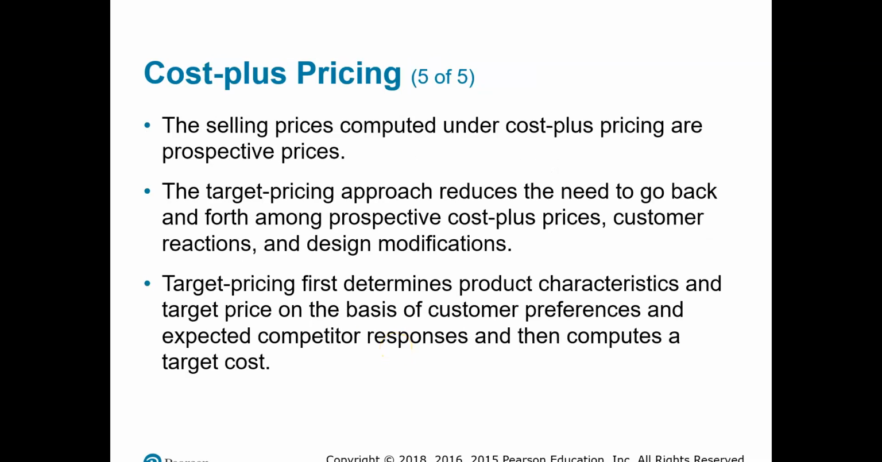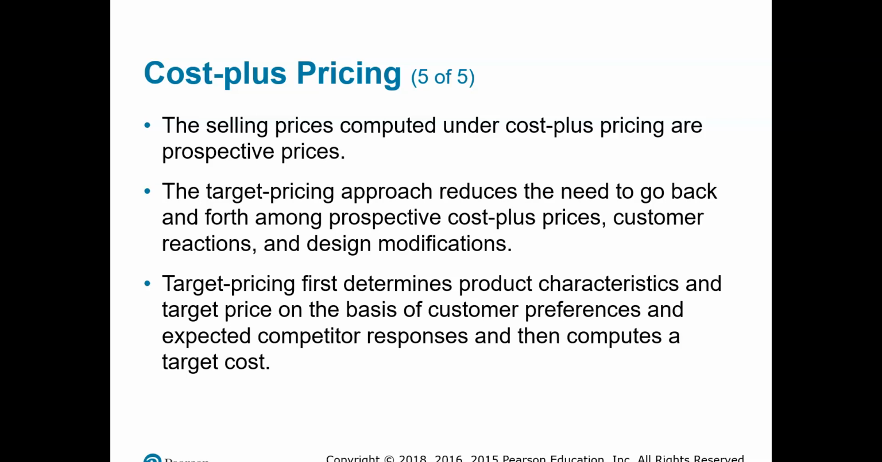So the selling prices computed under cost plus pricing are prospective prices, whereas the target pricing approach reduces the need to go back and forth among prospective cost plus prices, customer reactions, design modifications, and so forth. So target pricing reduces the need to go back and forth and re-examine our prospective selling prices, which is a weakness of cost plus pricing. However, if we can take advantage of cost plus pricing, we should. But that will also require looking at our customers, their reactions not only to our changes, to our design modifications, to the products themselves, and then getting feedback from them.